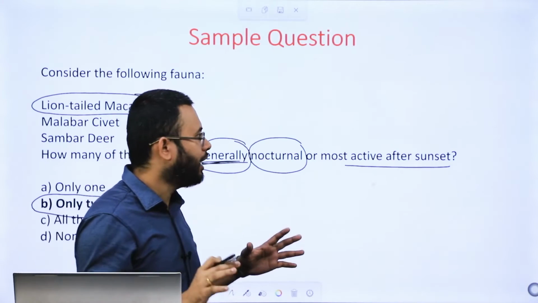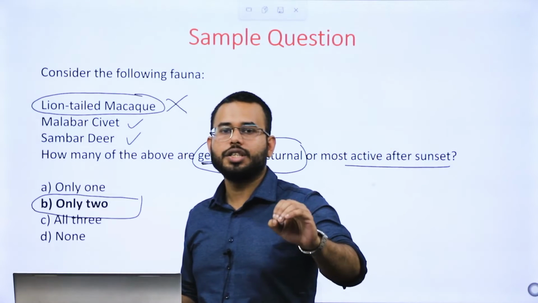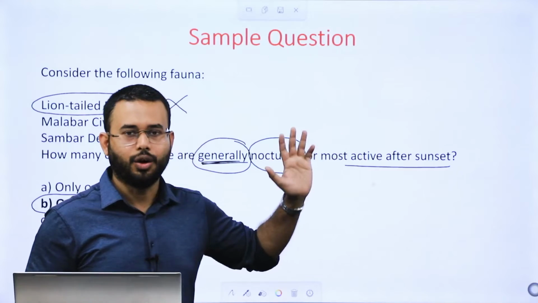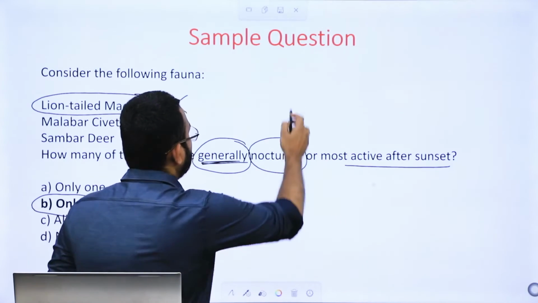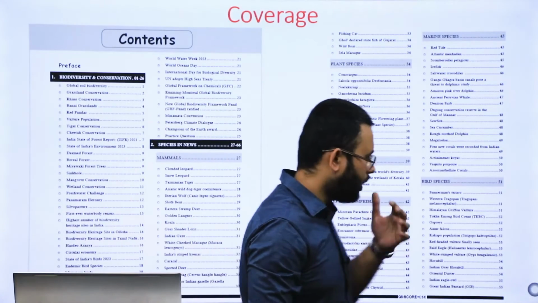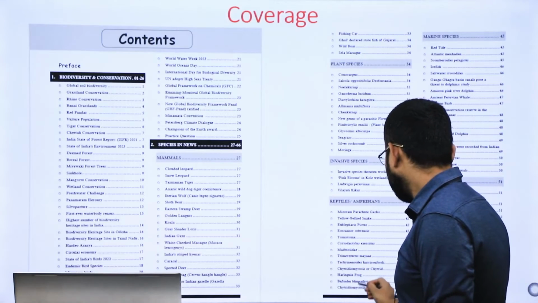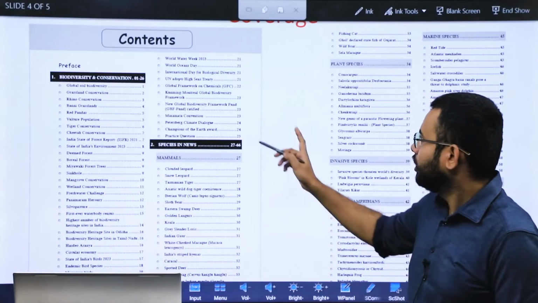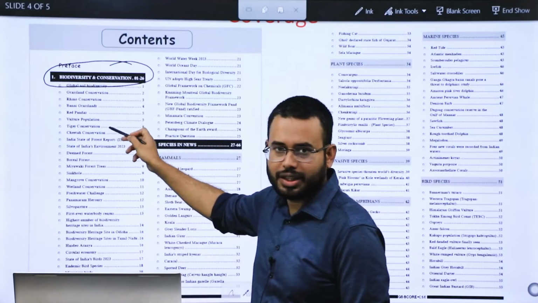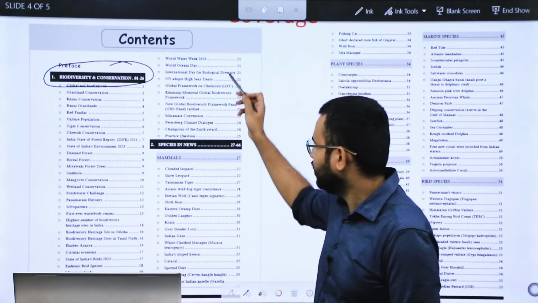So we have tried to provide everything which is needed for your environment and ecology current affairs preparation in this compilation of Prelims Sampoorna Environment and Ecology. You can glance through the topics in the content index. As I told you, the most pressing areas: biodiversity conservation, right? So we have a subhead of biodiversity conservation. Every news item related to biodiversity and its conservation is covered here.